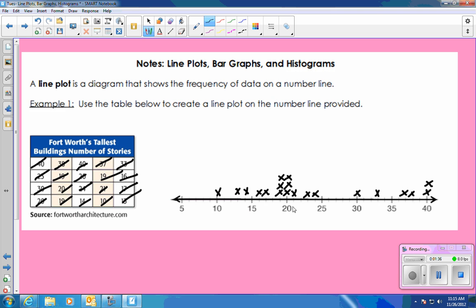So when we look at this information, the easiest thing that we can tell from this information is our mode. In this case, there are two, both 19 and 20. And we can also tell the range pretty easily from this type of representation. 40 minus 10 is 30. So these are all 30 units apart.